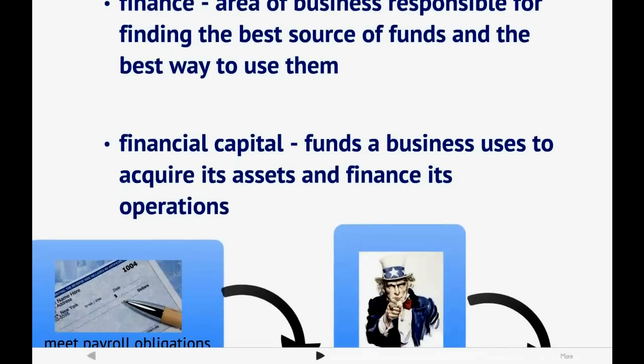Now, one of the things that companies need, of course, is financial capital. Financial capital means essentially just money or dollars, obviously here in the US. And these are the funds that a business uses to acquire different assets and to finance its operations. And so what are some examples of assets? What are some examples of things that companies would need to finance?